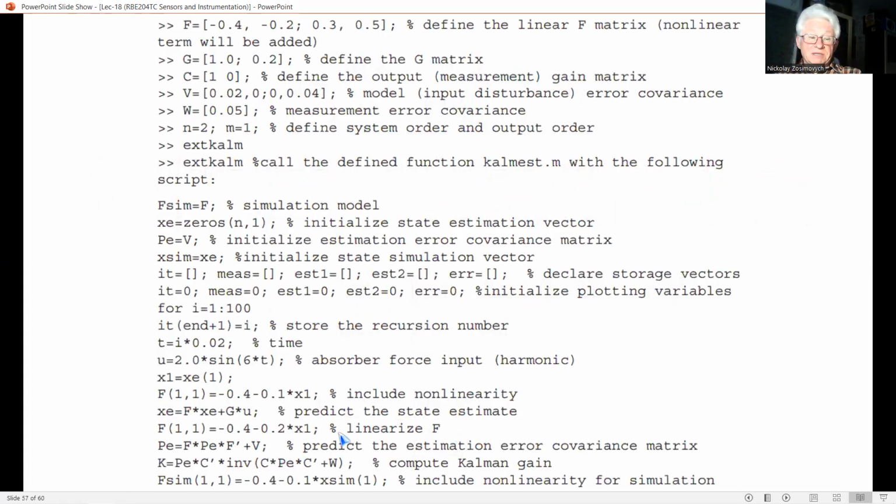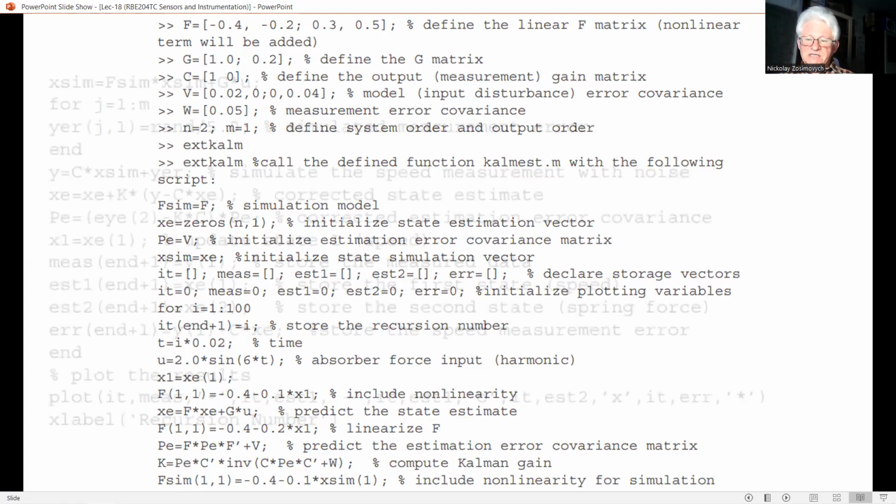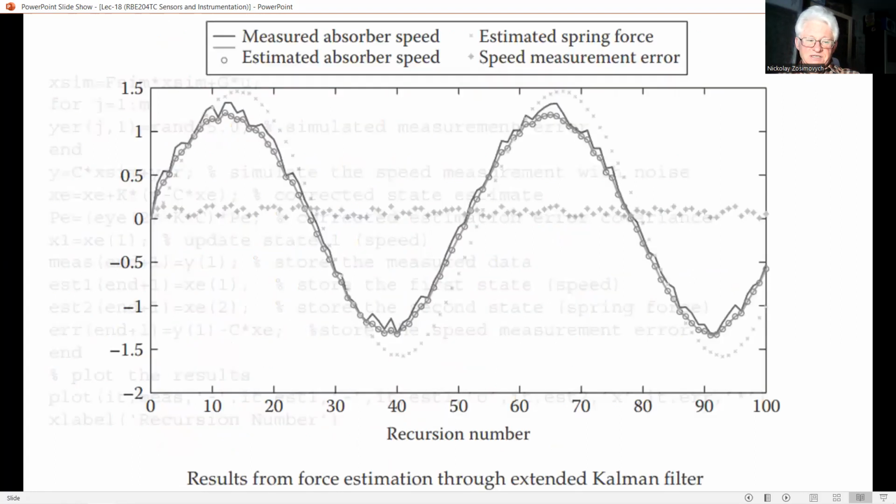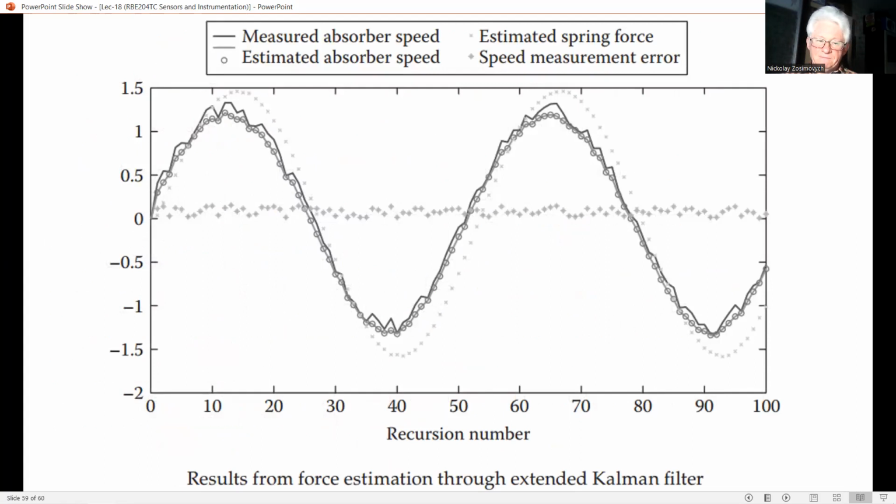We use the following MATLAB program to estimate the spring force and also the shock absorber speed using the measured absorber speed with random noise. Estimated speed is taken as the correct value, while the measured speed, which has noise, is not accurate. The measurement error is the difference in the two quantities. On this slide, you can see the program continuing. The results are shown in this figure.